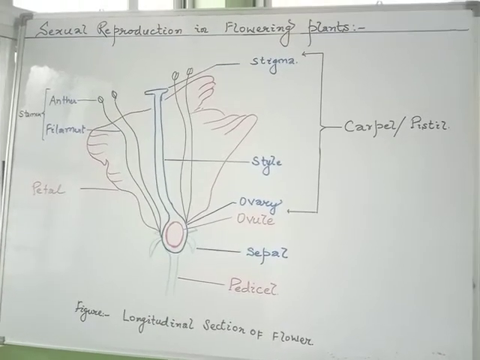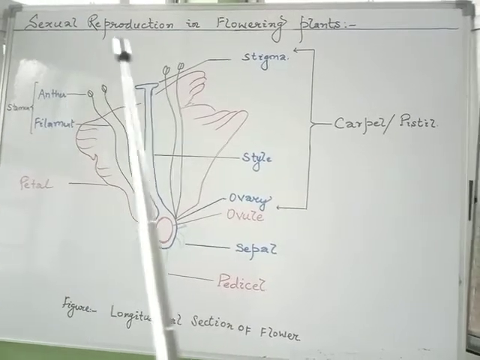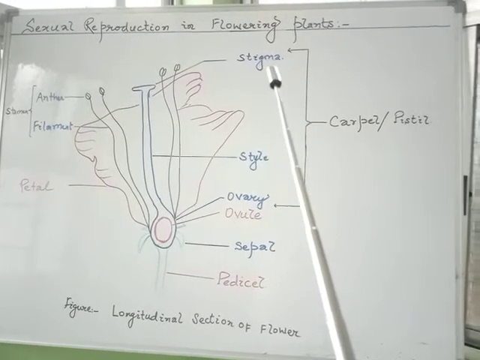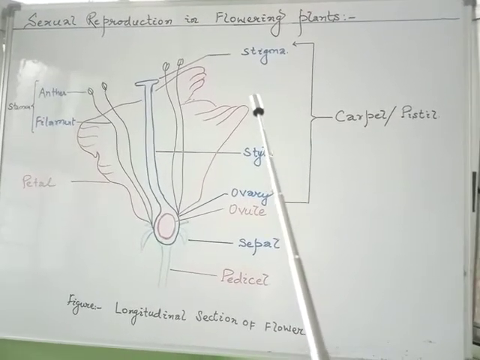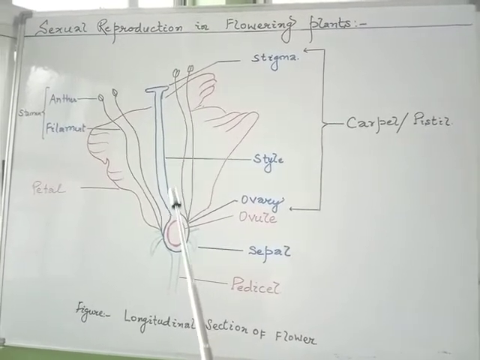Good morning, students. Today we will discuss sexual reproduction in flowering plants. Before entering the topic, let us first recapitulate the various parts of a flower.